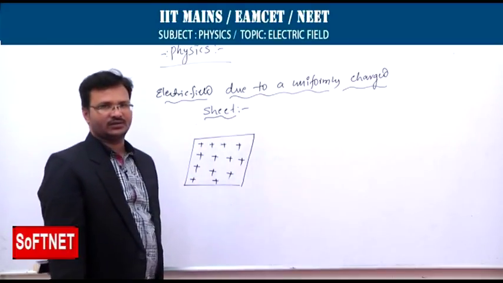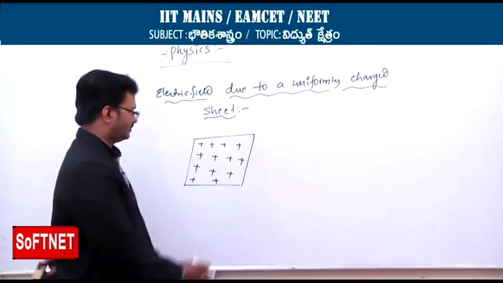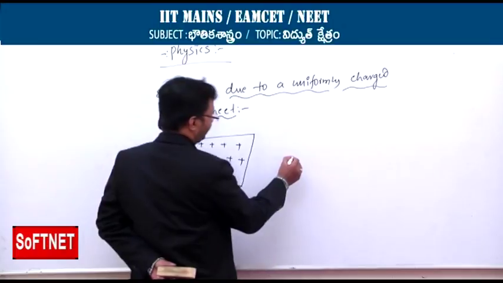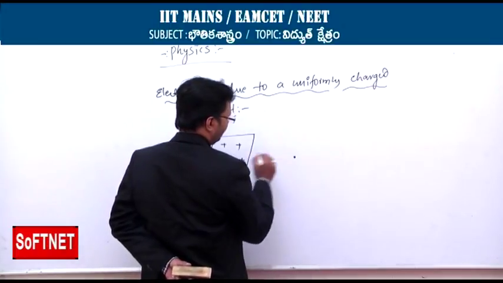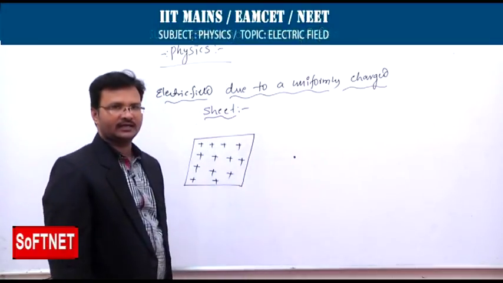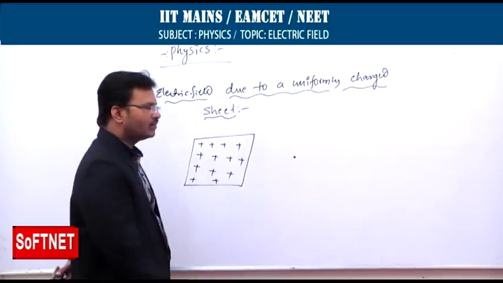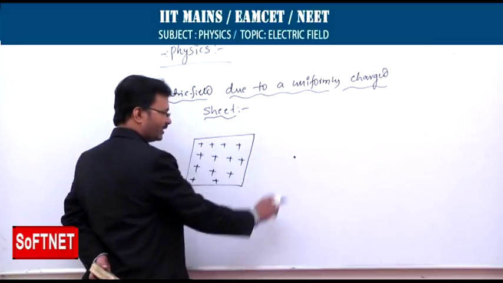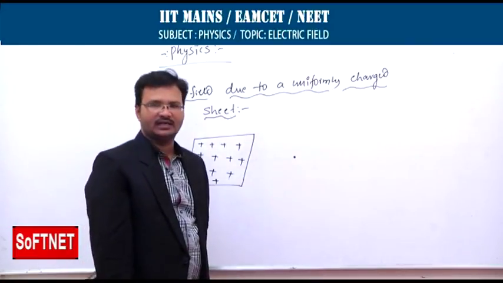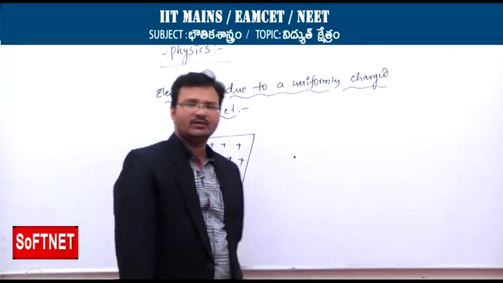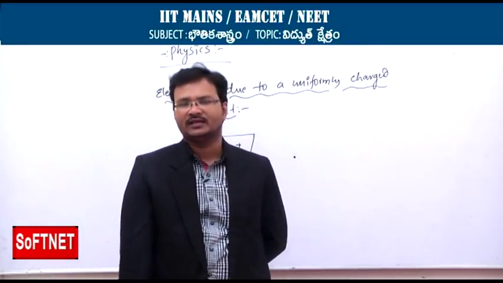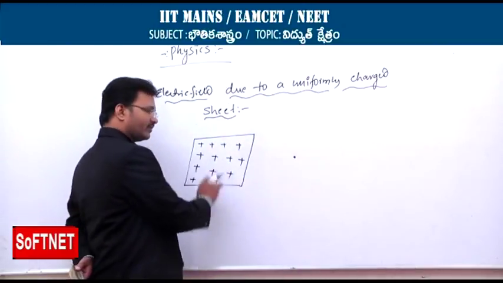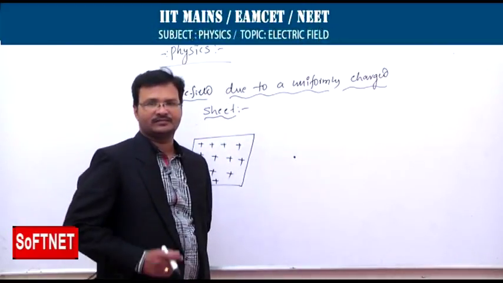Charges are placed on this uniformly charged sheet. Now, at this point, we have to find out the electric field intensity due to this charged sheet. If we want to apply Gauss law, we compulsorily need a closed surface. So, which type of closed surface can we assume here?